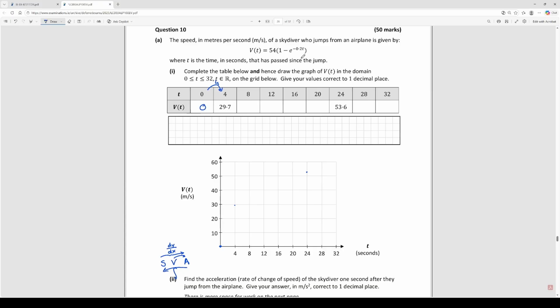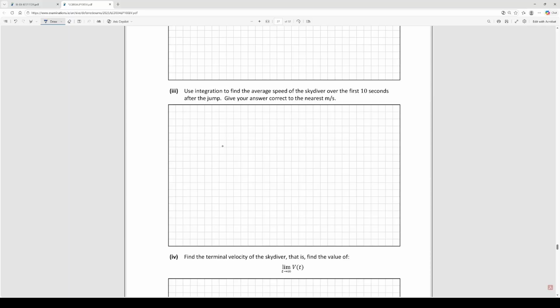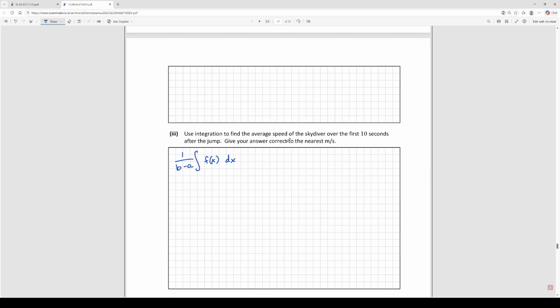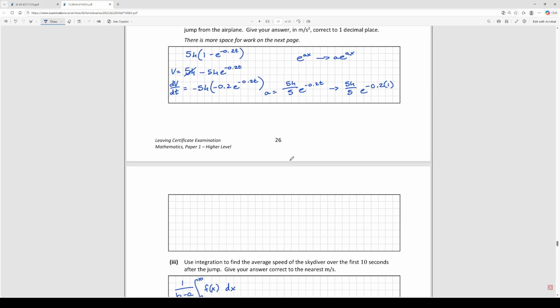Remember, if it asks for the average of a function, you would do 1 over b minus a, is how your teachers would describe it to you. And then we'd integrate the actual function here with the dx. So that's when it says the average value of a function. So the average speed over the first 10 seconds means from 0 to 10. So those would be our limits. The smaller number always has to be on the bottom.